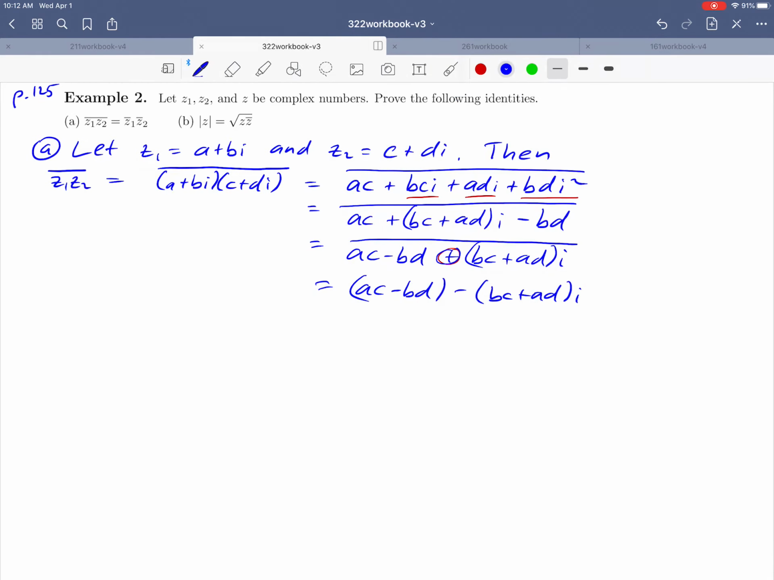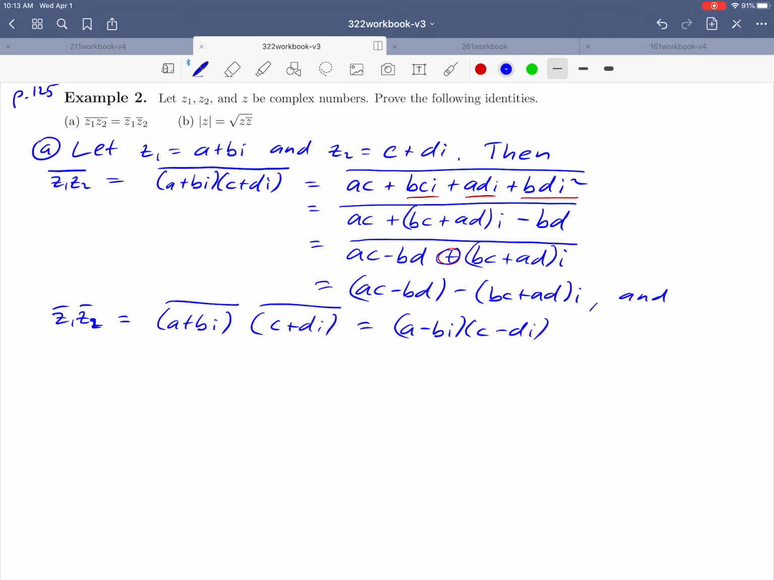Okay, what about the other side of the equation? Well, the other side of the equation looks like z1 bar times z2 bar. What we're hoping is that if we do that calculation, we get the same thing that we did above. Okay, so how would that look? Well, let's see. z1 is a plus bi, bar over it, and z2 is c plus di, bar over it. Okay, if we do that calculation, we're doing the two conjugates separately, so we're going to get a minus bi times c minus di, and then we have to do the multiplication.